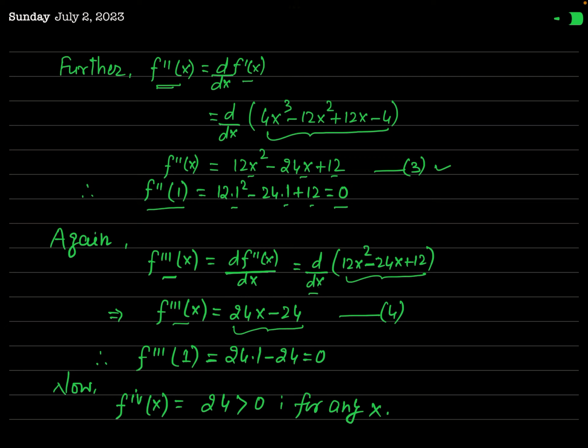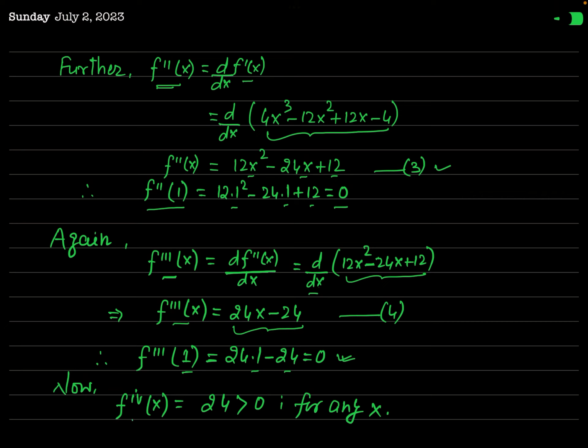Now again put x equal to 1, which is the critical point of the given function. You can see this f triple dash at x equal to 1 will be what? This is 24 times 1 minus 24, and this is again 0. So up to this third order derivative, you can see all the derivatives vanish at x equal to 1, which is the critical point of this function.